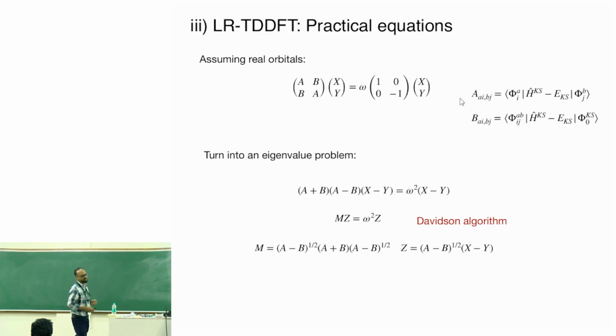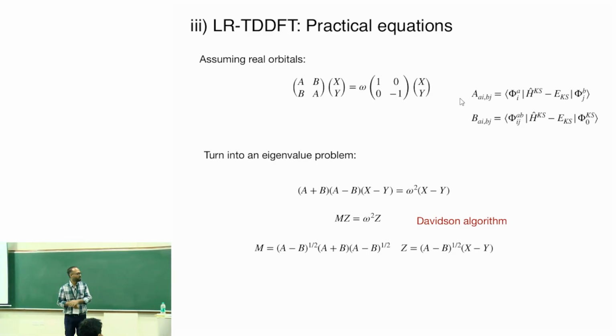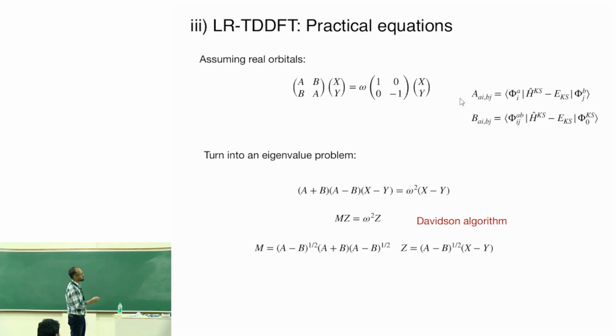Now the other way is to turn this into an eigenvalue problem. How do we do that? We simply expand these equations as two linear equations and then add and subtract them, right? Once you do that, you can turn this equation into the following. You have (A plus B) times (A minus B), and then you have to solve for, say, X minus Y. Now it looks like an eigenvalue equation. You can slightly modify this, multiply this with (A minus B)^1/2, and separate this into two (A minus B)^1/2 factors. Then you can turn this into an effective eigenvalue equation where you're solving for M z equals omega squared z, right?